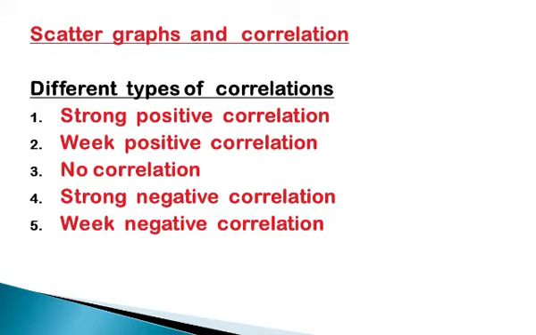Now you can see here different types of correlation. First one, strong positive correlation. Second one, weak positive correlation. Third one, no correlation. Fourth one, strong negative correlation. Fifth one, weak negative correlation.